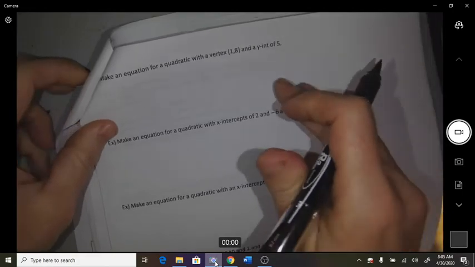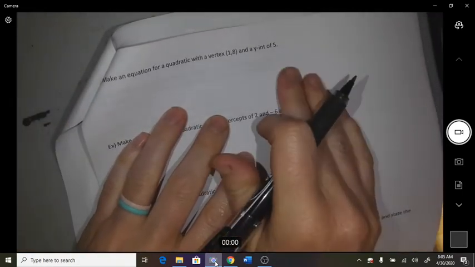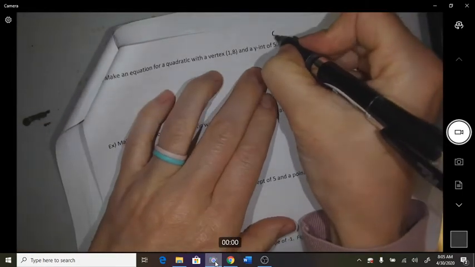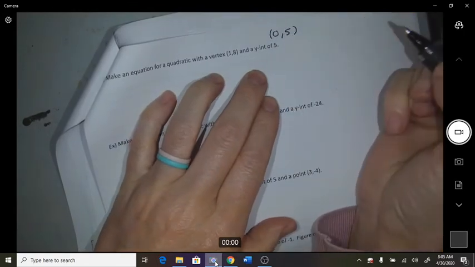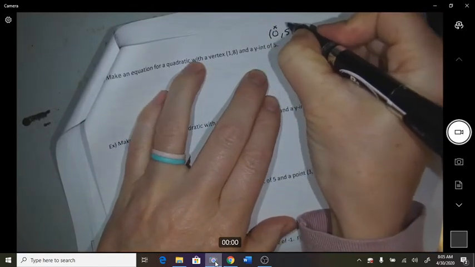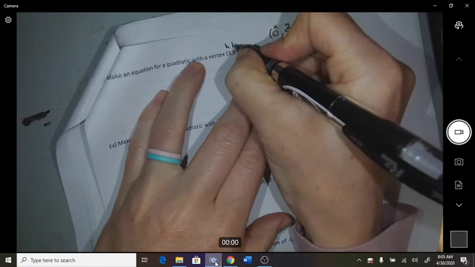Same idea, vertex and a Y-intercept. So a Y-intercept is a point. We just have to remember that the coordinate is 0, 5. So there's our xy, there's our hk.